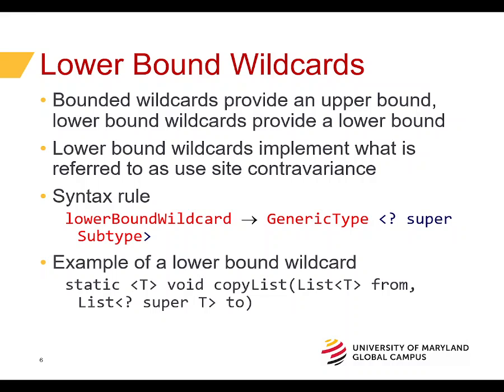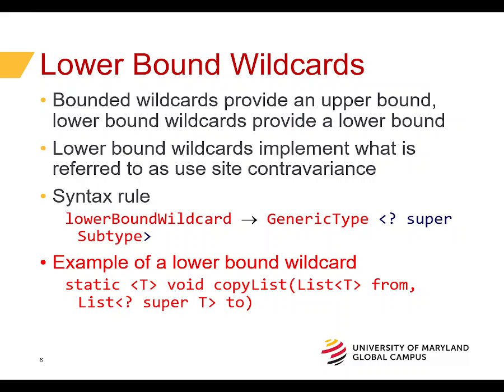Next, we consider the complementary syntax of lower bound wildcards. The bounded wildcards that we just examined provide an upper bound. Lower bound wildcards provide a lower bound. They implement what is referred to as use-site contravariance. The syntax is similar to bounded types, except the reserved word super now replaces extends.